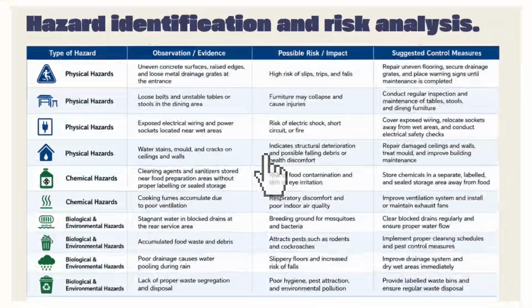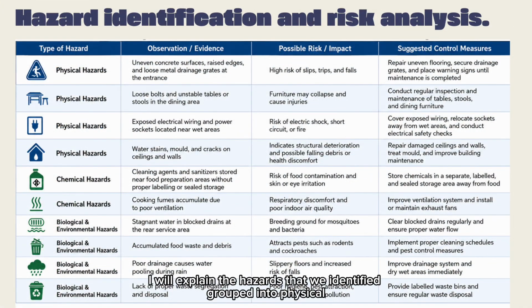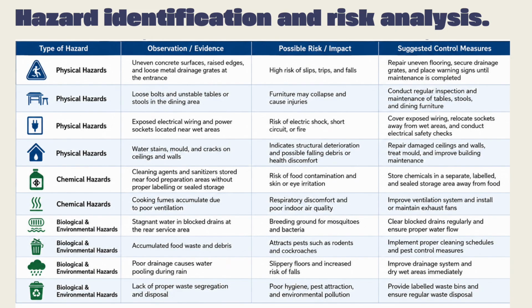Now, I will explain the hazards that we identified, broken into physical, chemical, biological, and environmental categories. First, physical hazards. The most obvious risks are at the entrance. There are uneven concrete surfaces, raised edges, and loose metal drainage grates. This creates a high risk of slips, trips, and falls.